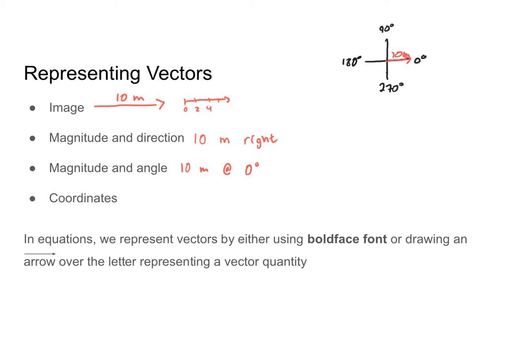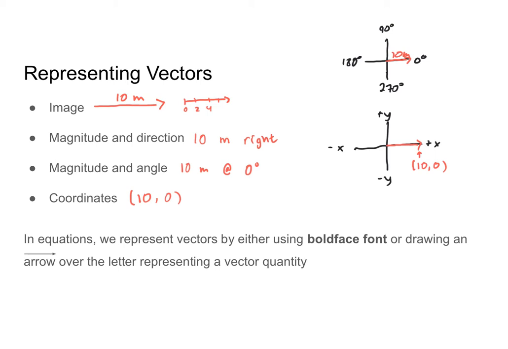Finally, I can represent my vectors as coordinates in an xy plane. So again, drawing out your xy plane from math class, we have positive x, positive y, negative x, and negative y. If I was going to draw 10 meters to the right on here, starting at 0, 0, the point where my vector ended would be 10, 0. And that is how I would represent it in an xy plane.